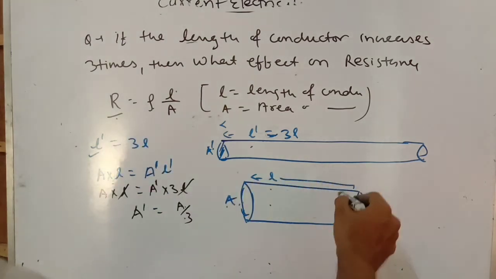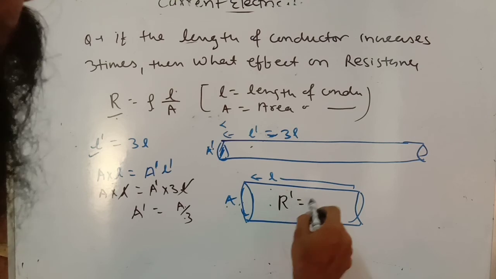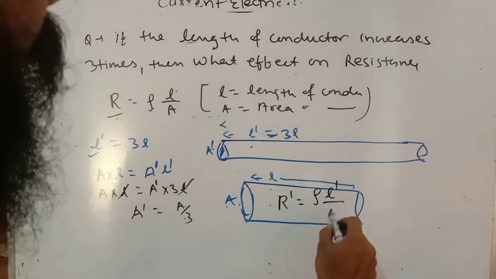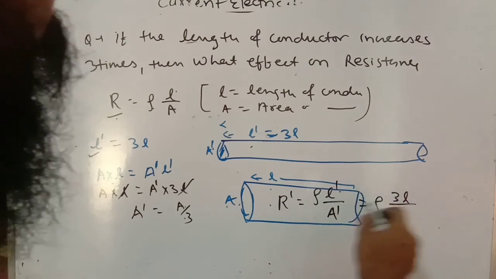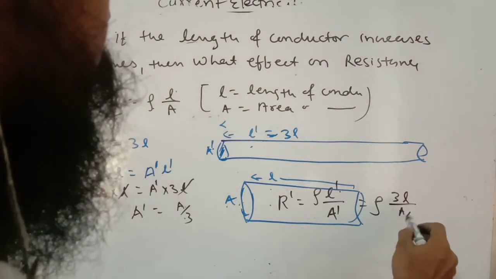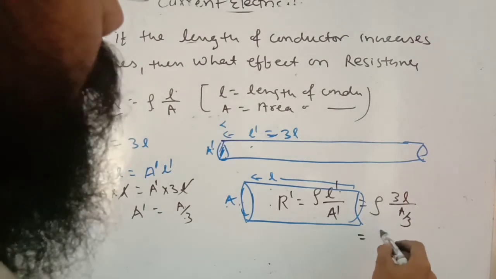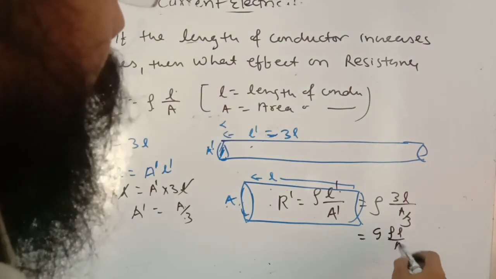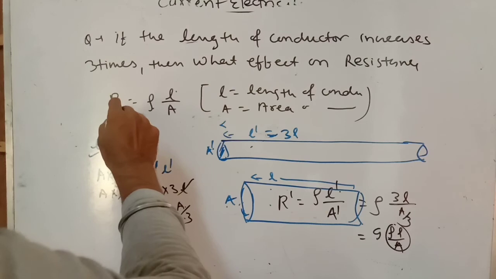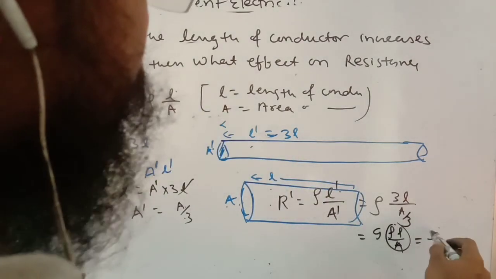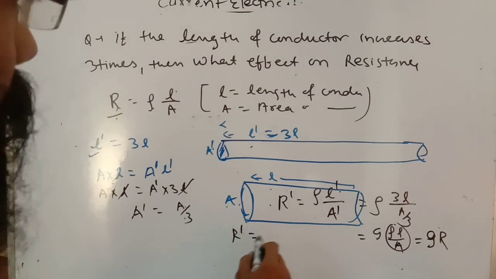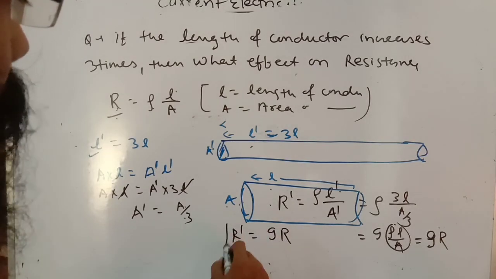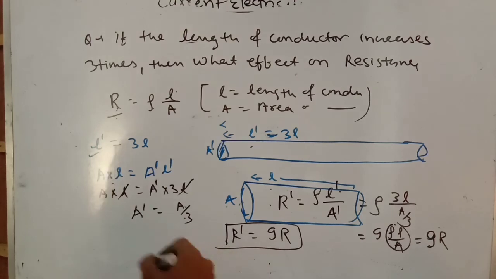Now you can write R dash equals rho L dash by A dash. Whatever L dash is, it becomes 3L and A dash becomes A by 3. So it becomes 9 rho L by A, and rho L by A is the initial resistance. So the resistance becomes 9 times the initial resistance.